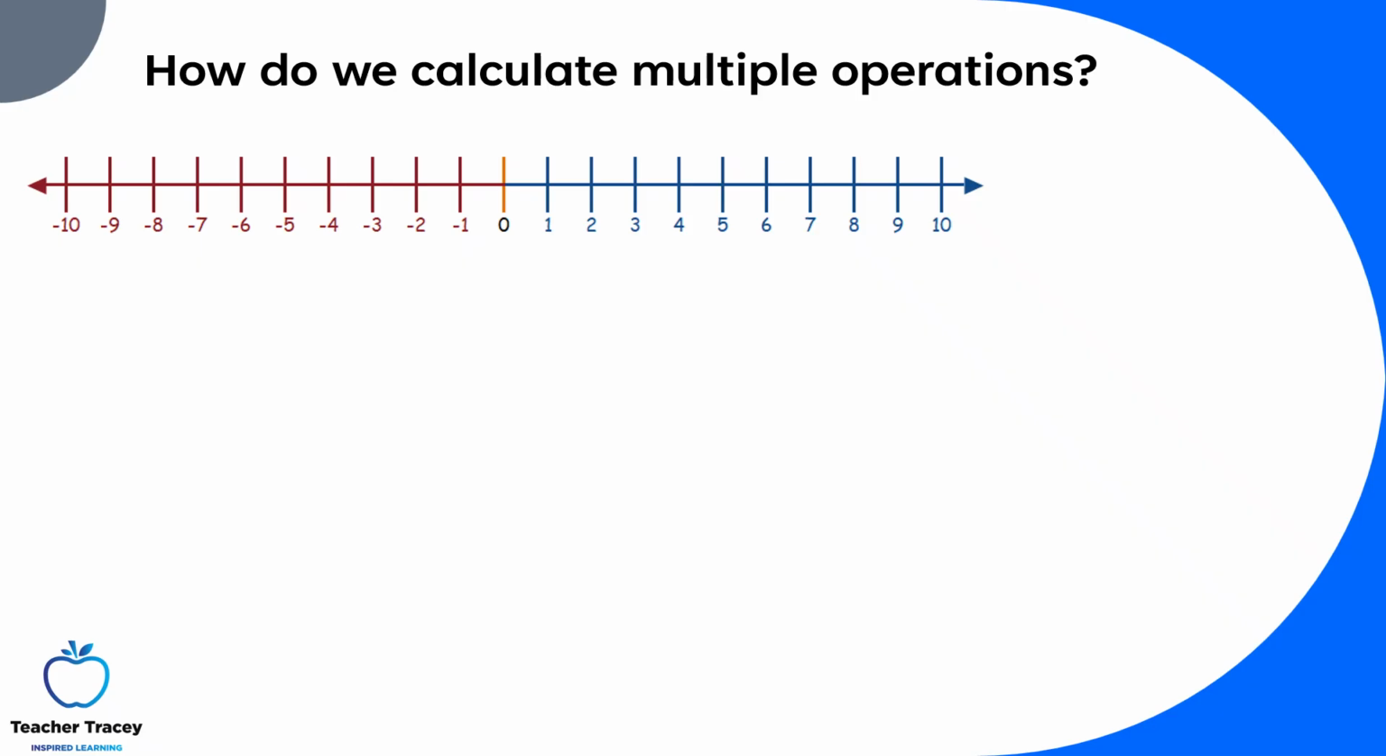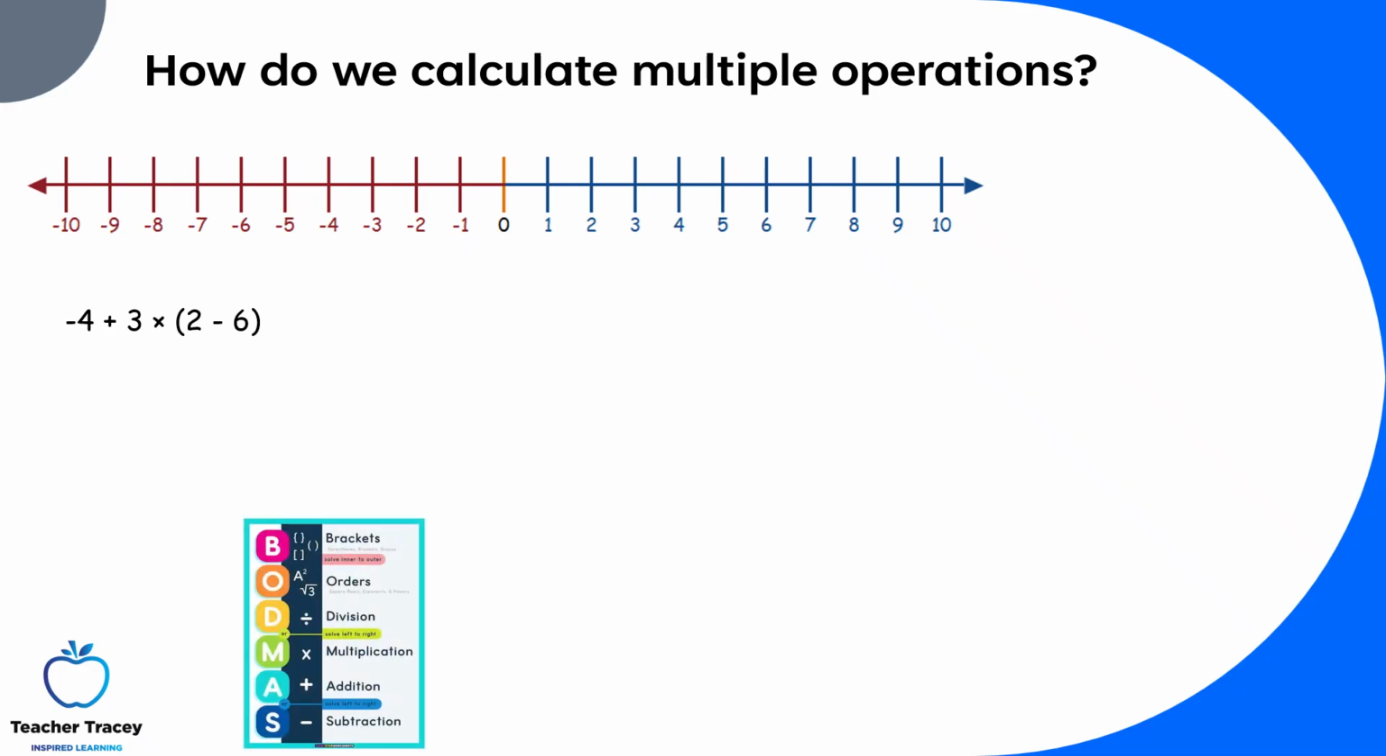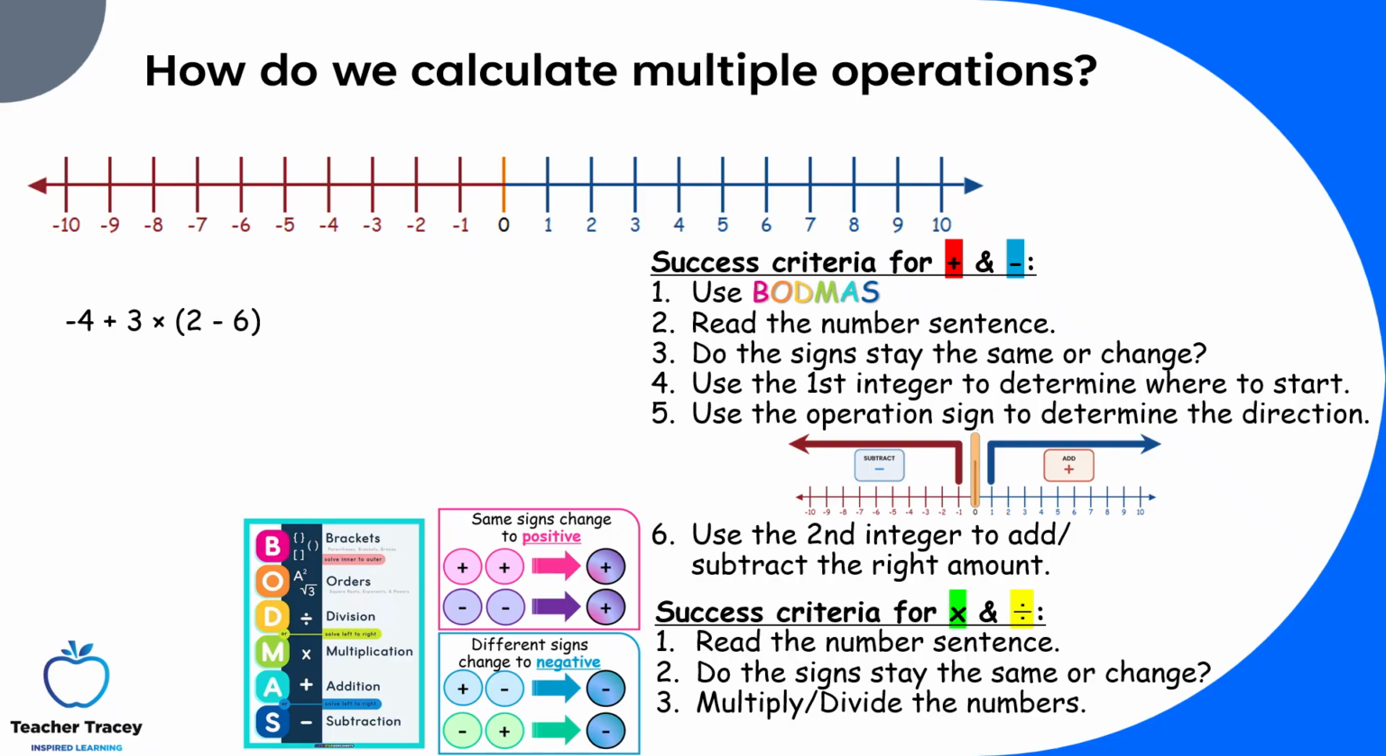When it comes to calculating multiple operations, as in this number sentence, we begin with using BODMAS to remind us the order in which to do things. Brackets first, then orders, division, multiplication, addition, and subtraction. We then use our success criteria to help us calculate. So in this number sentence, minus 4 plus 3 times (2 minus 6), we're going to deal with the brackets first, which is the 2 minus 6.